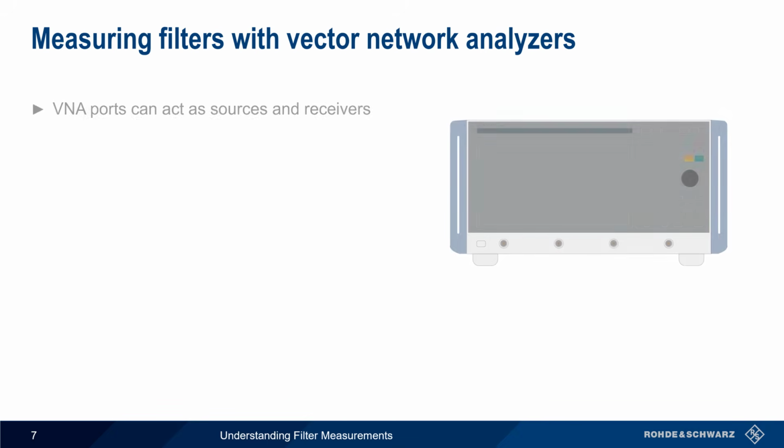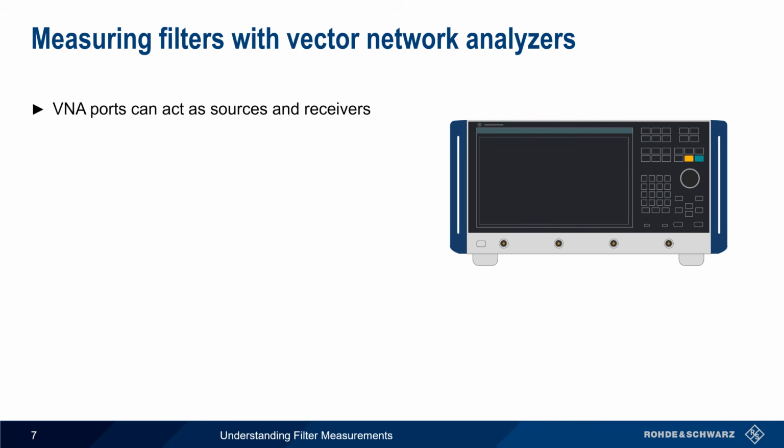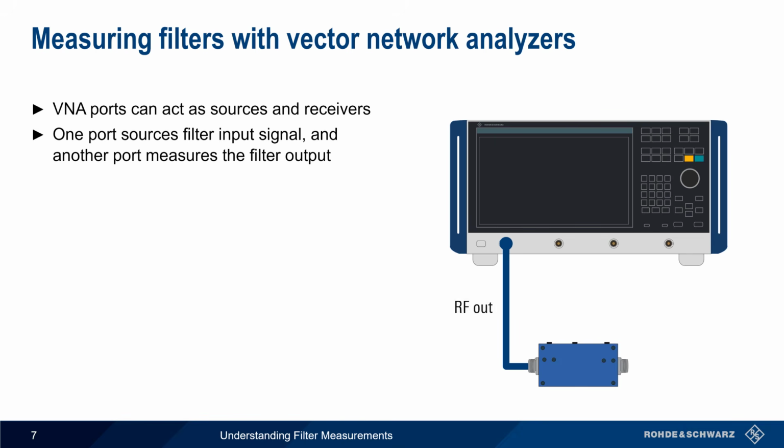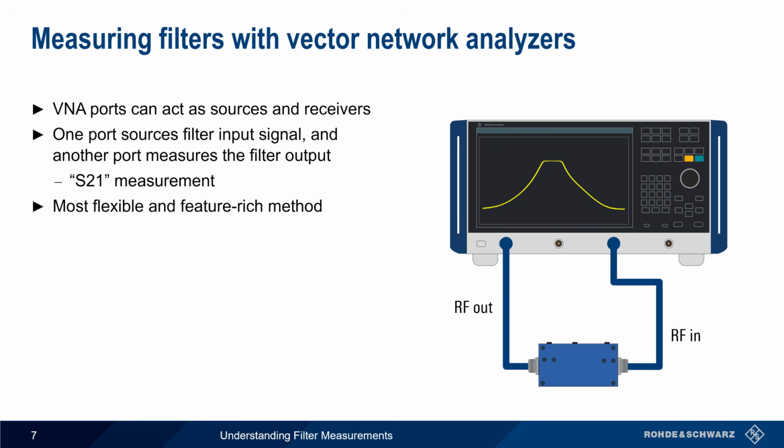A vector network analyzer is an instrument with one or more ports, each of which can act as a source and/or a receiver. In the case of filter measurements, one port sources the input signal to the filter, and another port is used to measure the filter output. This is often referred to as an S21 measurement. VNAs are generally considered to be the most flexible and feature-rich method of measuring filters, and they provide many advantages.